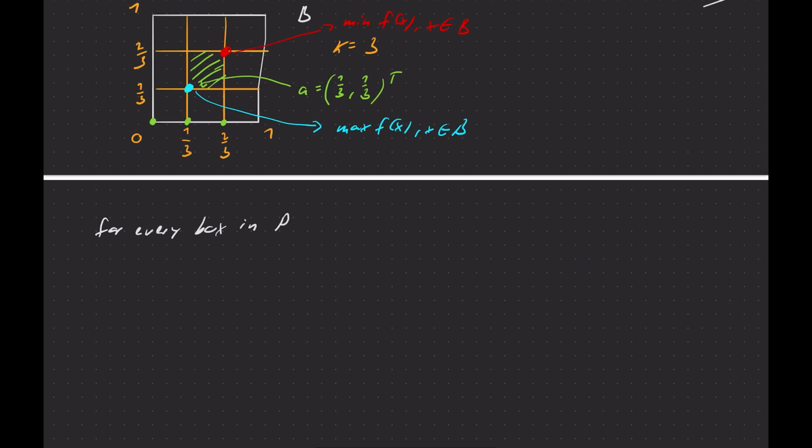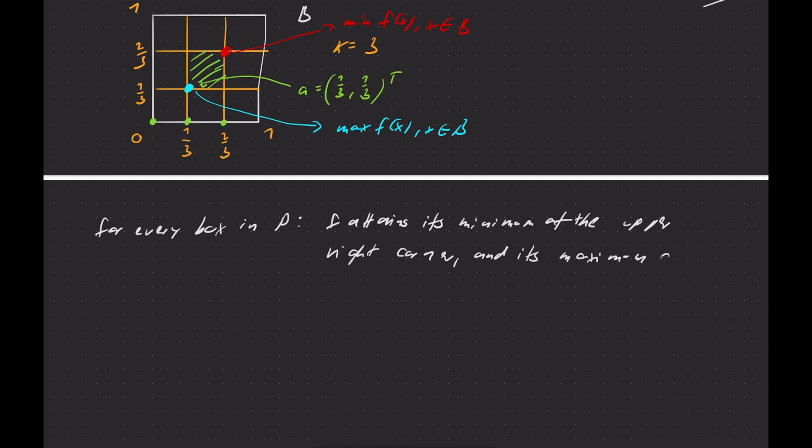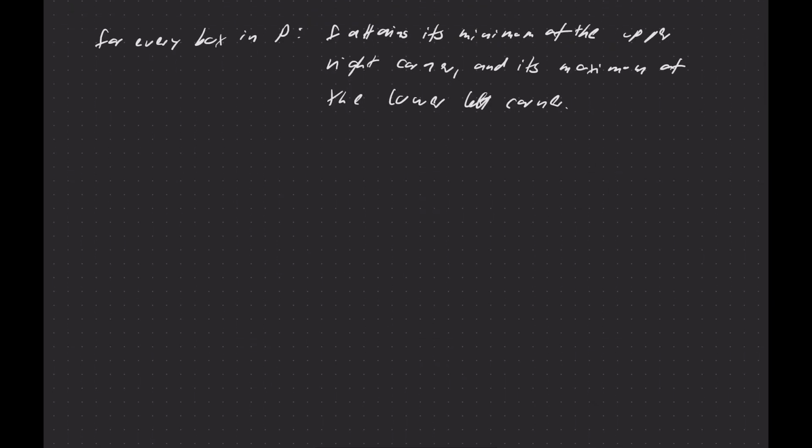Okay, for every box in P, f attains its minimum at the upper right corner, and its maximum at the lower left corner. So that enables us to compute the upper and the lower Riemann sum.